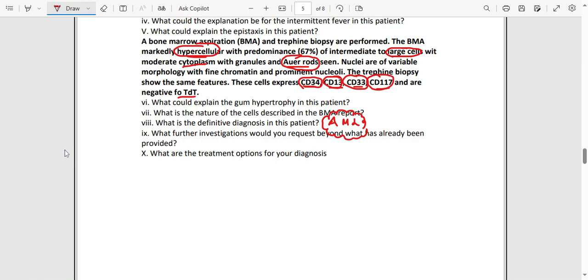What are the treatment options for your diagnosis? If you find someone has got acute myeloid leukemia, what are the treatment options that can be available? Anyone?